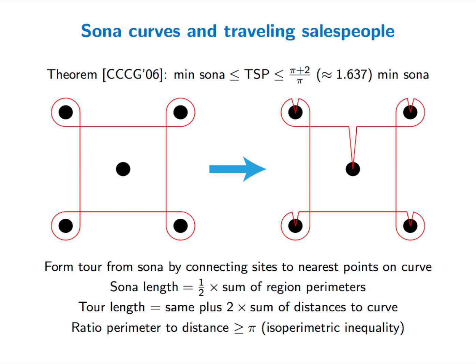To form a short TSP tour from a Sona curve, just detour from the Sona curve to each site along a shortest connecting line segment and back. The bound on the length of the TSP tour that you get from this detouring process follows from the isoperimetric inequality. This naturally raises the question of whether there can exist examples of sets of sites for which the traveling salesperson tour and Sona curve are this far apart. We provide a nearly tight answer in our paper.